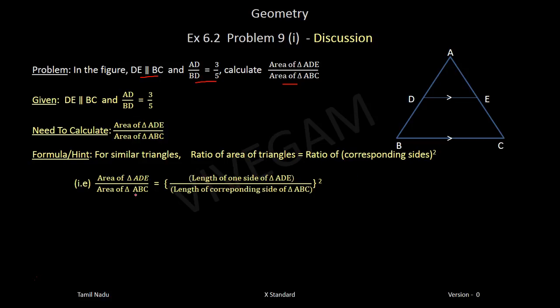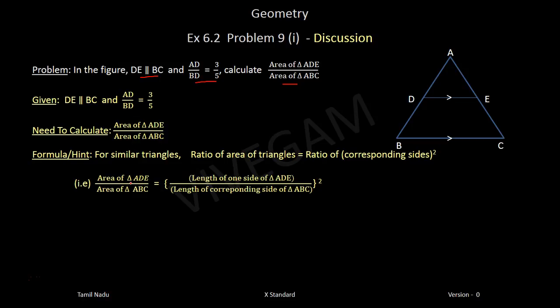That is, area of triangle ADE divided by area of triangle ABC equals the length of one side of triangle ADE, any side, you can take AD or DE or AE, divided by the corresponding side. If you take DE, you have to take BC. If you take AD, you have to take AB, right? So the length of one side of ADE divided by the length of the corresponding side of triangle ABC, and the square of it. So this is the formula.